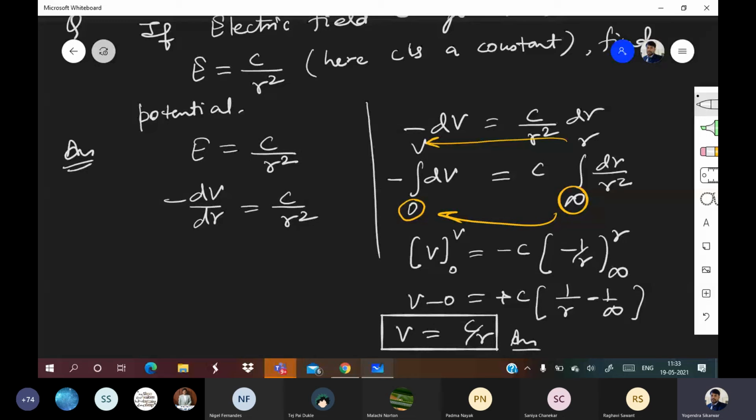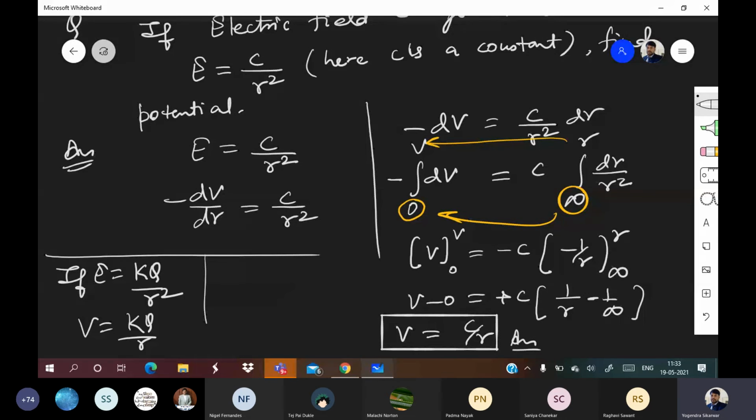Okay, and we have seen that also. If E is equal to kq by r square, so v is equal to kq by r. We have seen that. And where have we seen this? We have seen this in electric field due to a point charge. So for a point charge, electric field is given as kq by r square, and for a point charge, electric potential is given as kq by r.